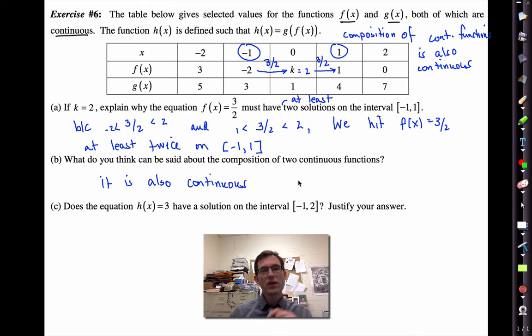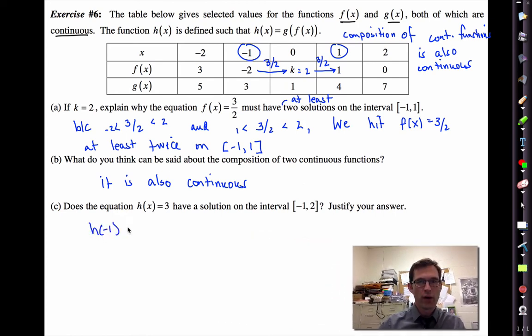Letter C says, does the equation h of x equal 3 have a solution on the interval negative 1 to 2? Justify your answer. Well, again, saying h of x equals 3 has a solution is the equivalent of saying that the graph of h of x has to cross y equals 3 at some point. So what we're going to do is evaluate h of negative 1. It's going to be g of f of negative 1. But what's f of negative 1? F of negative 1 is negative 2. And then g of negative 2 is 5.